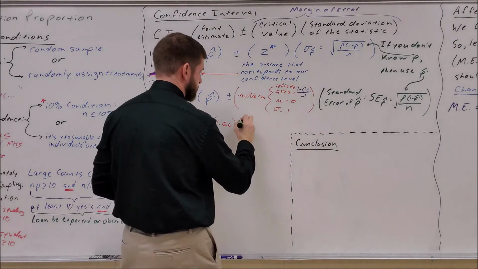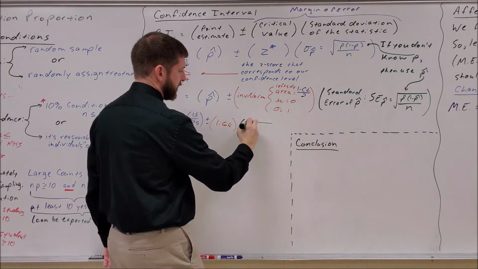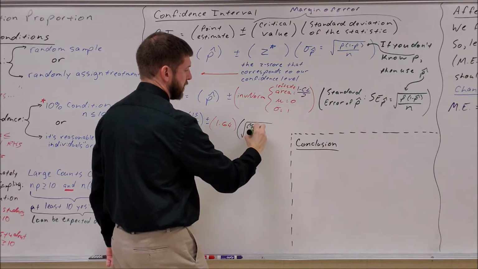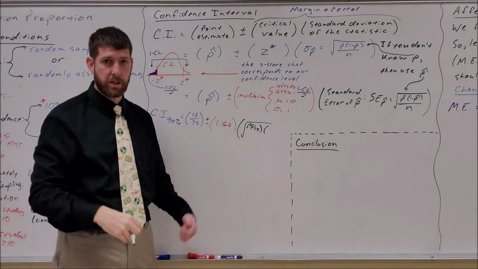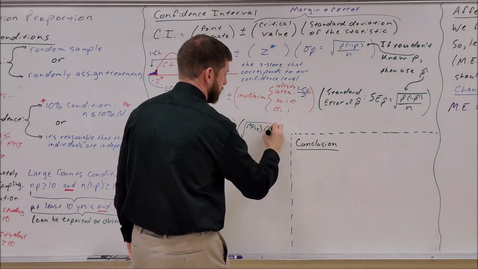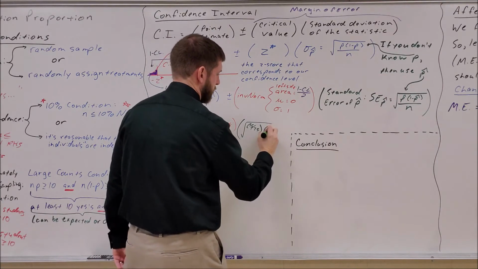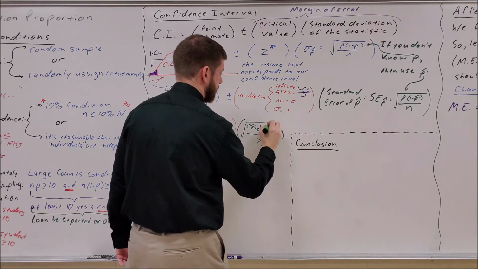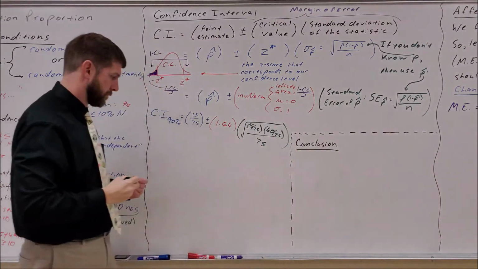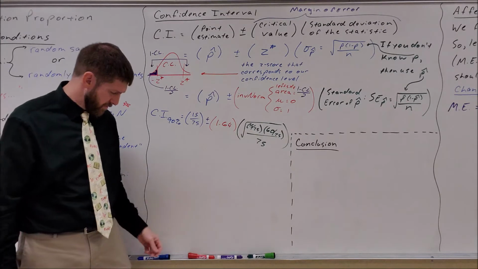So if we calculate standard error, it's the square root of p hat, well, that's just 15 out of 75, times 1 minus p hat. So 15 people said yes, there were 60 who said no, all over 75 total people. So that's the calculation. That's getting it set up. At this point, it's just throwing it in the calculator.